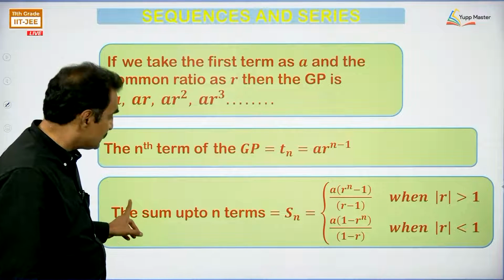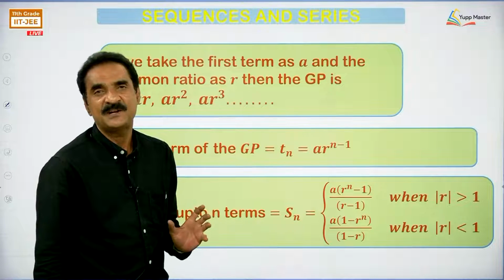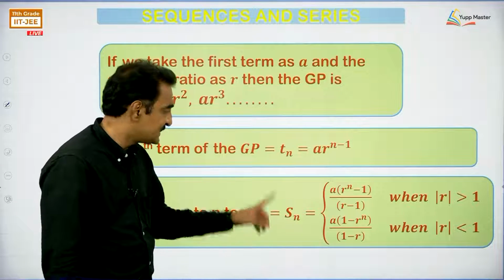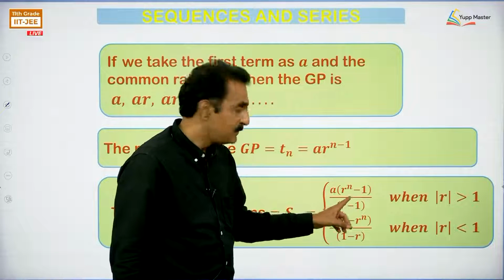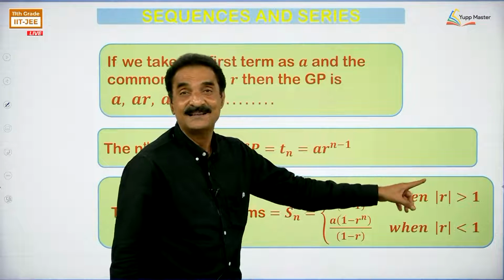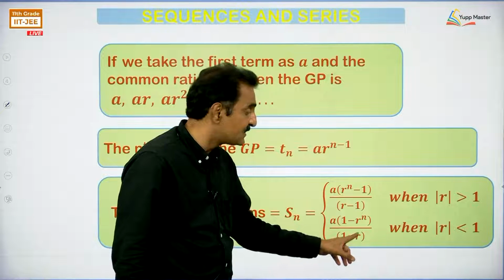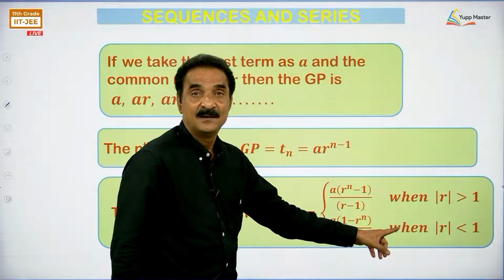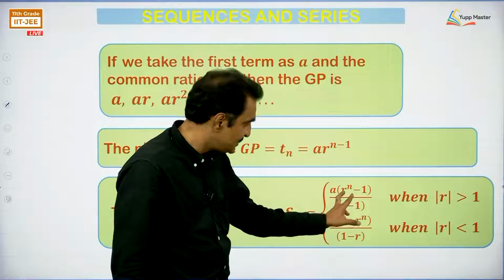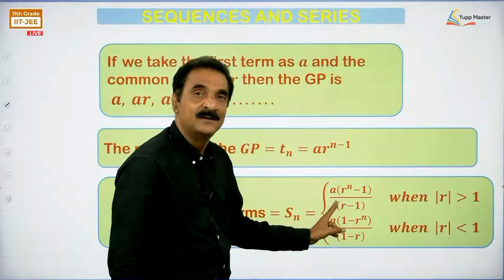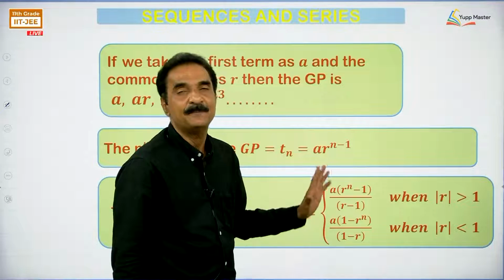Now the sum up to n terms, for any progression the sum up to n terms is denoted by Sn. So Sn is equal to A into R power n minus 1 by R minus 1 when mod R is greater than 1, and A into 1 minus R power n by 1 minus R when mod R is less than 1. You can notice that both are value wise the same. We have just reversed the numerator and denominator to avoid negative numbers, but otherwise the formula is the same.